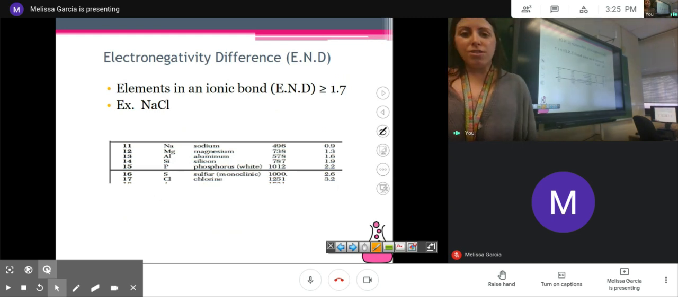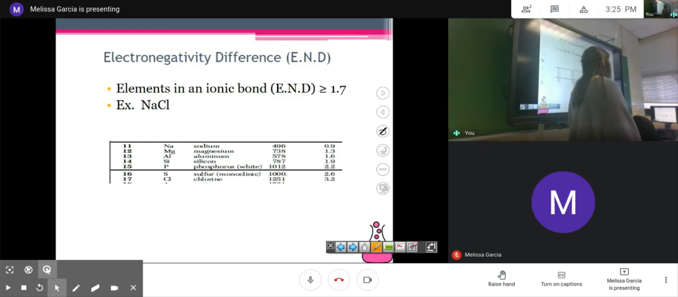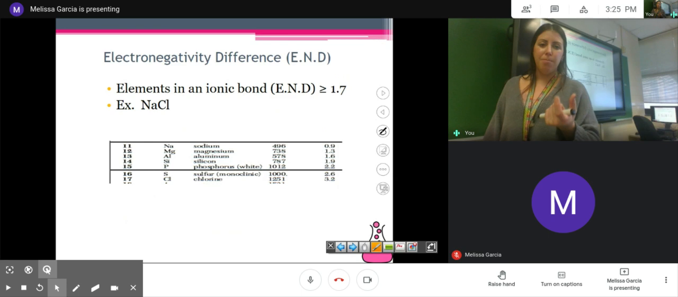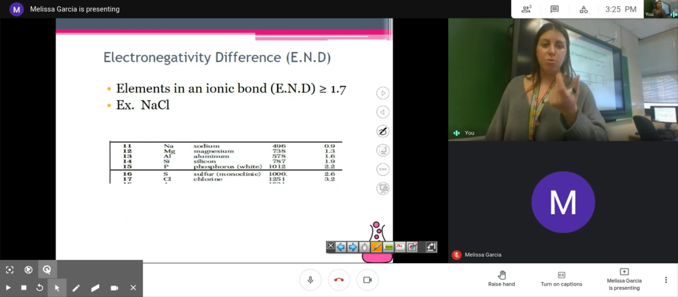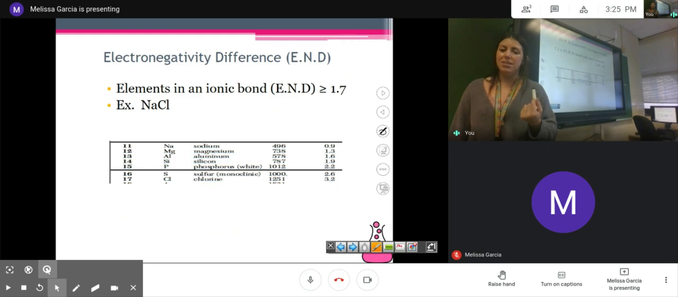So if our electronegativity difference is greater than 1.7, we usually say that's an ionic bond. Now we saw in the last example that the electronegativity difference was 1.8, but we do still call that a polar covalent bond because we're looking at two nonmetals in this one. Generally for an ionic bond, we're looking at a metal and a nonmetal. And that's when you'll have this 1.7 or greater difference in electronegativity.